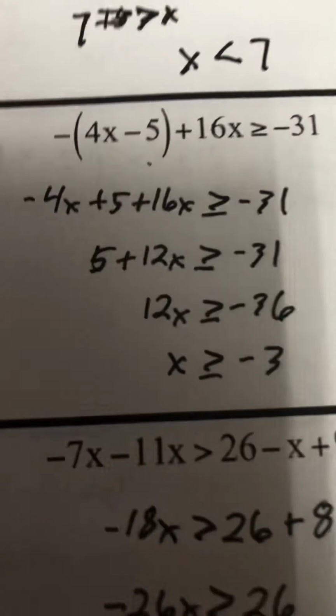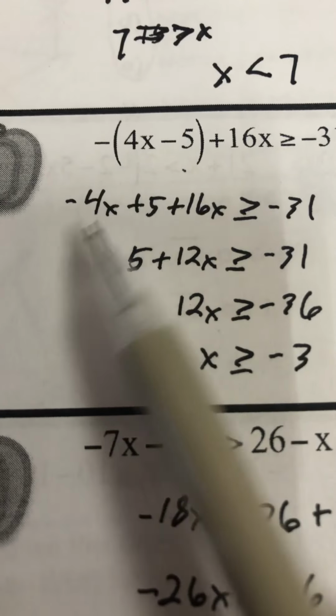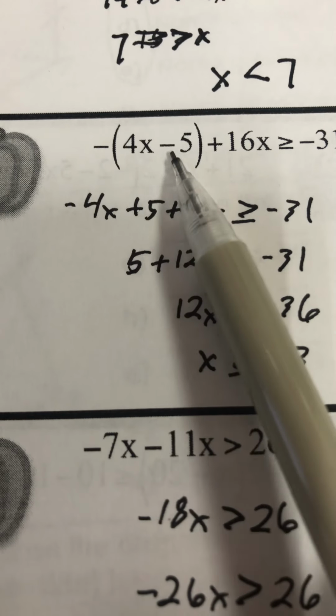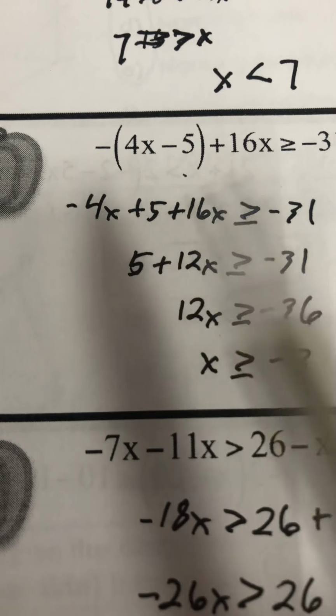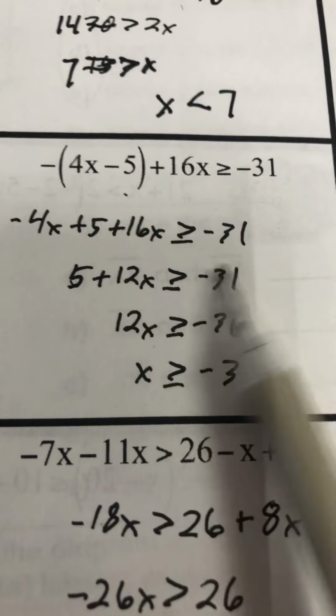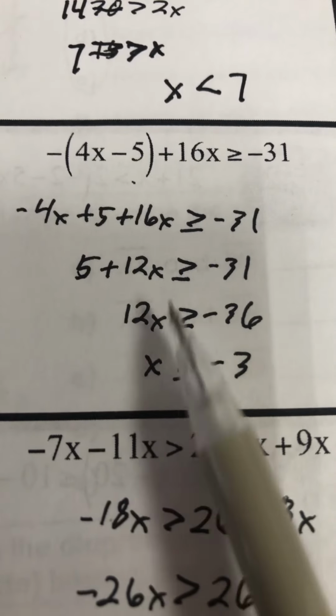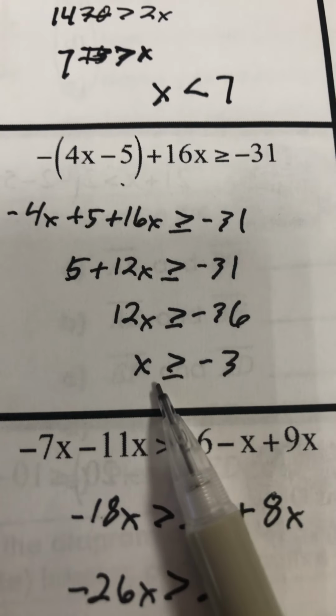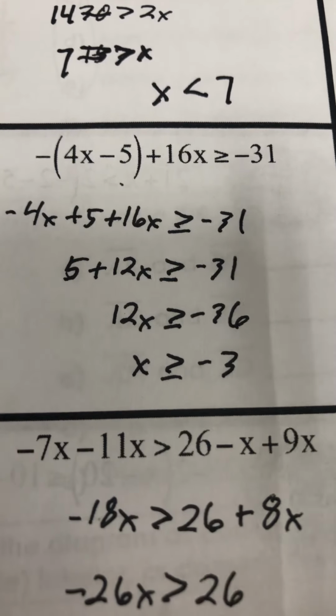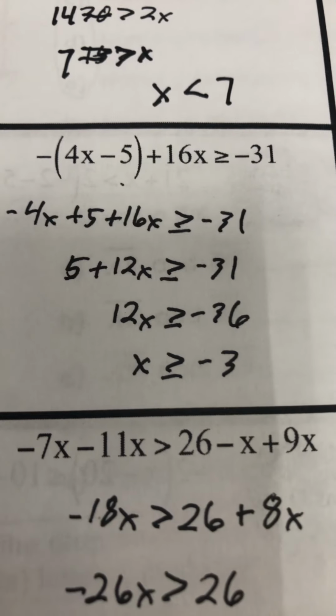I'm taking a look at number 3. I have negative 4x, and then a negative and a negative 5 make a positive 5, plus 16x. Then I just combine like terms, and solve for x, isolating the variable on one side, and you should have x is greater than or equal to negative 3.